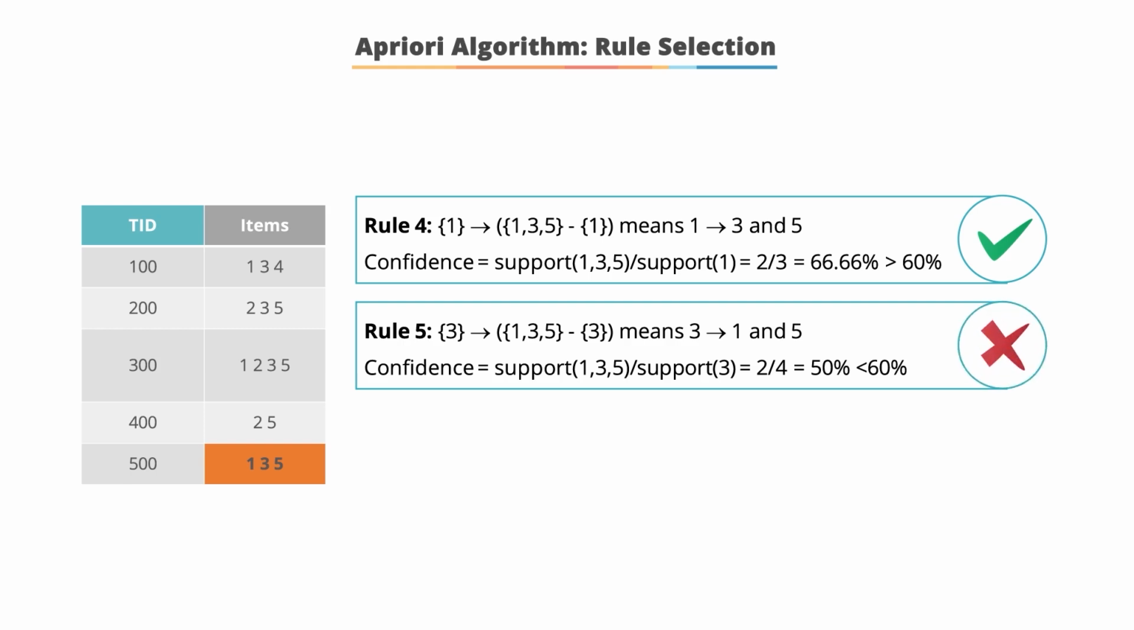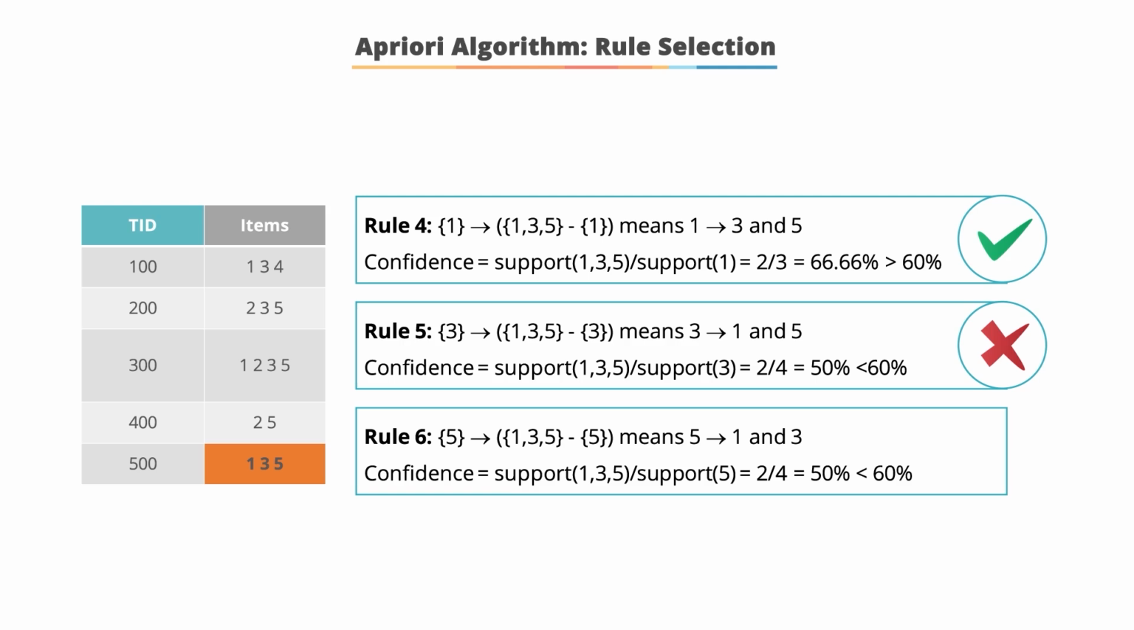Rule 5 is rejected. Rule 6: {5} → {1, 3, 5} minus {5}, which means 5 → 1 and 3. Confidence equals support(1, 3, 5) over support(5) equals 2/4 equals 50%, which is less than 60%. Rule 6 is rejected. This is how you create rules in the Apriori algorithm, and the same steps can be implemented for the item set {2, 3, 5}.